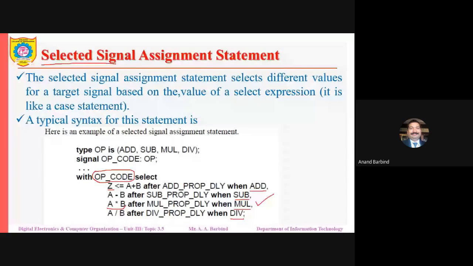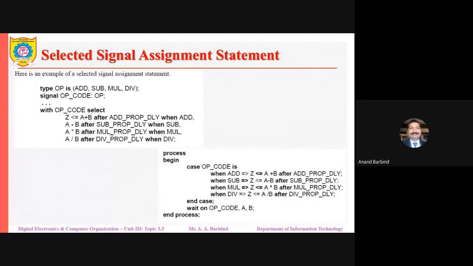So what is this called? Selected signal assignment statement. There are different forms of the signal assignment statement, and this is one of them. This is another example of the selected signal assignment statement, but here it is in a process. A process statement is used here, so this is behavioral modeling.